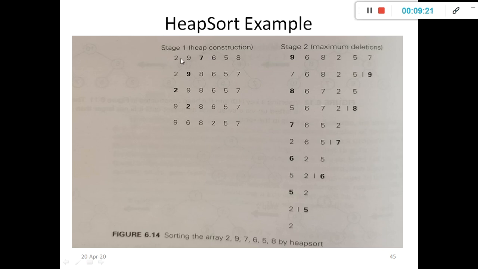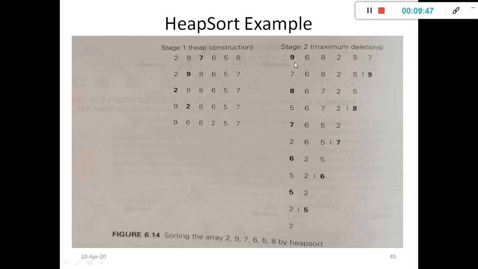In stage 1, when you follow the bottom up heap construction algorithm, you will get the new heap as 9, 6, 8, 2, 5 and 7. Then for this heap you have to apply stage 2, that is the maximum deletions.